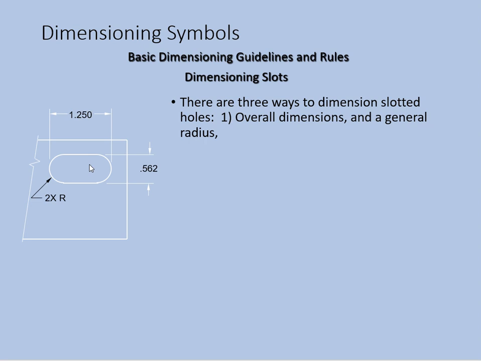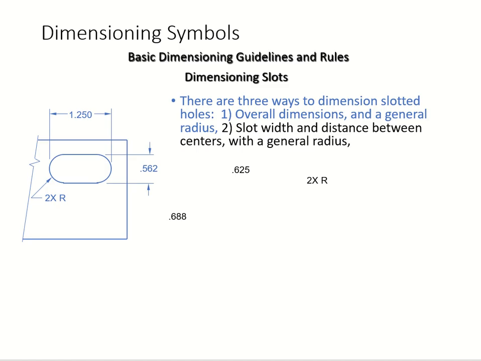So slots. How to dimension the slot? We're going to do it this way. We can do 3 different ways. The very first one, so overall dimensions, with your general radius right there, because slots, so we have 2 arcs, so we use a radius and 2 times. See, 1 here, 2 here, so we can only label it 1 time.